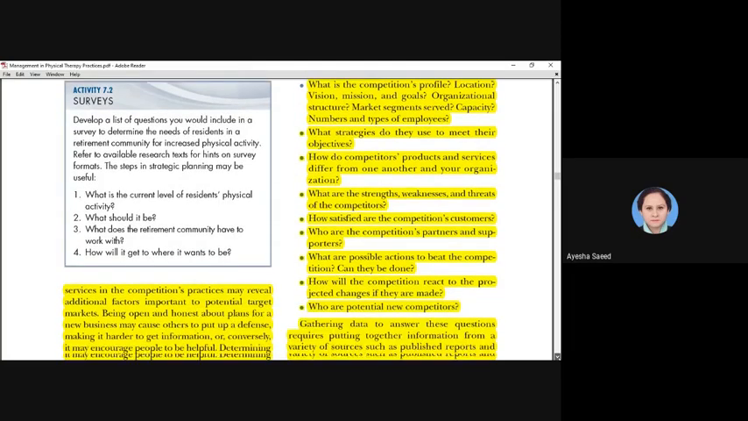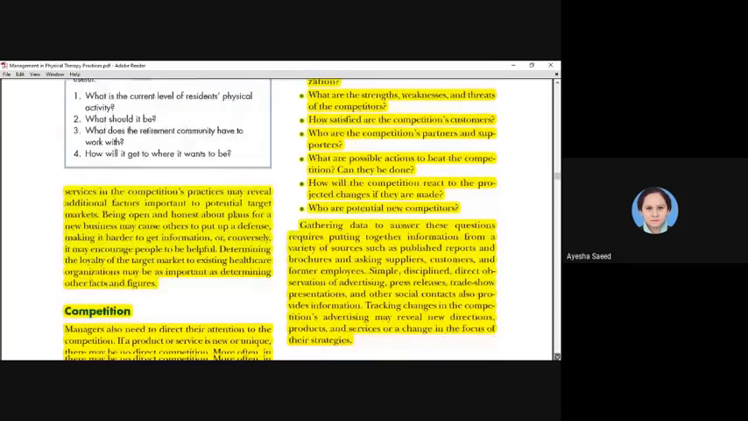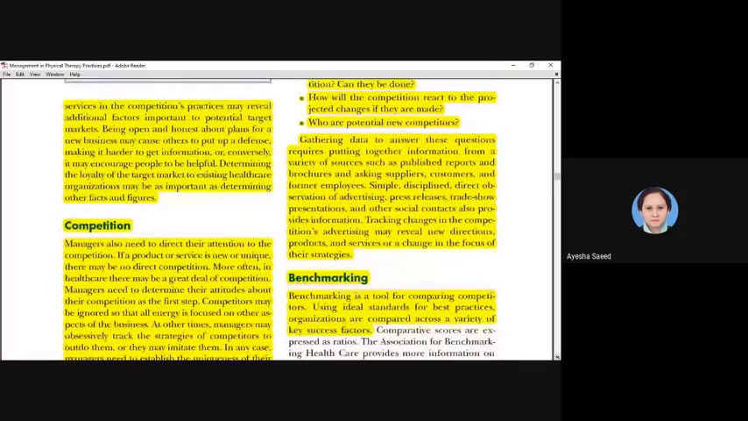Gathering data to answer these questions requires putting together information from a variety of sources, such as published reports, brochures, and asking suppliers, customers, and former employees. Simple, disciplined, direct observation of advertising, press releases, trade show presentations, and other social contacts also provides information. Tracking changes in the competition's advertising may reveal new directions, products, and services, or a change in the focus of their strategies. So, this might give you an idea how they are working and how you could improve your work.